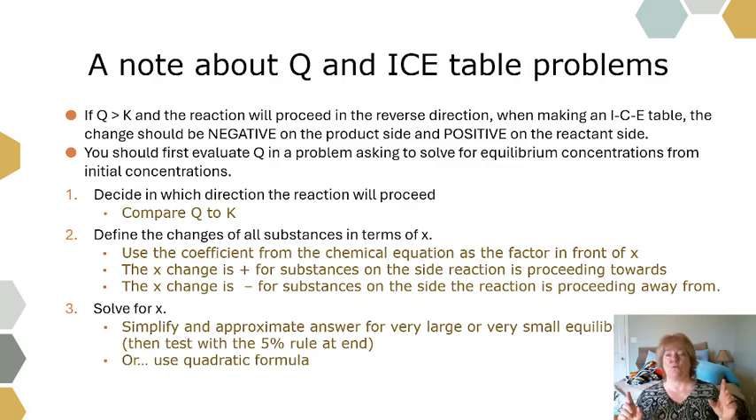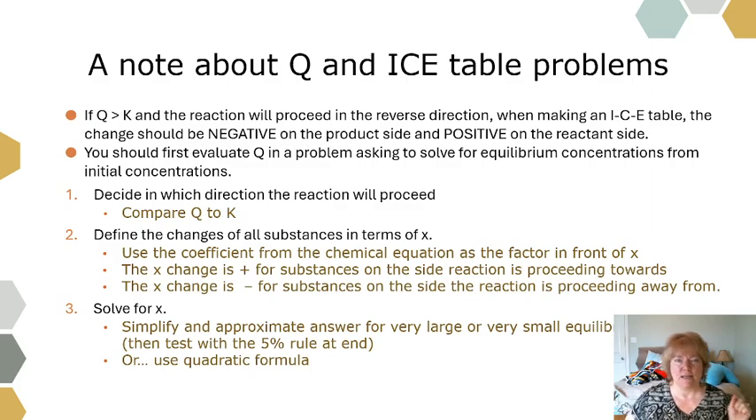So a note about Q and ICE table properties. These are a little bit tricky problems. If Q is greater than K, the reaction will proceed in the reverse direction when making an ICE table. So let's say I've figured that out. I know, okay, this is not at equilibrium and it has to proceed in the reverse direction.